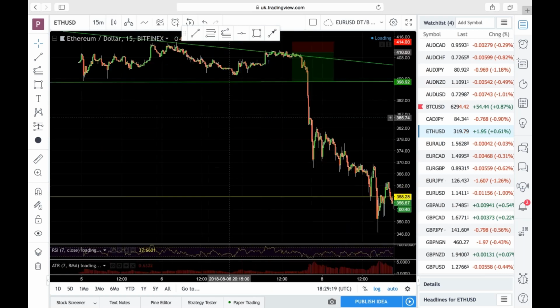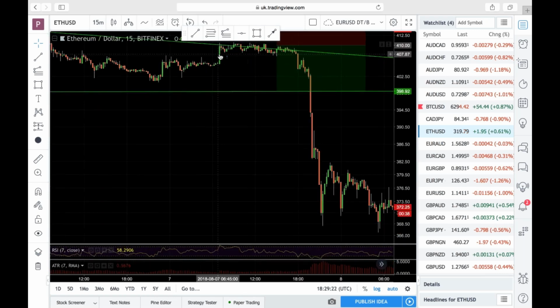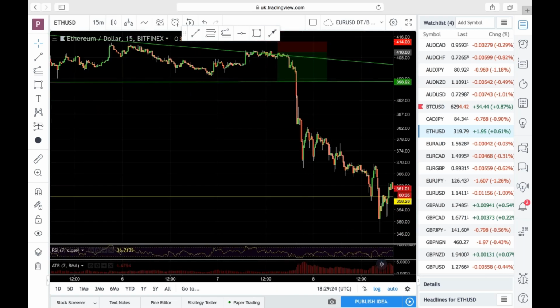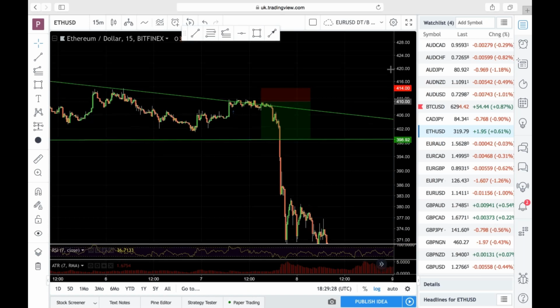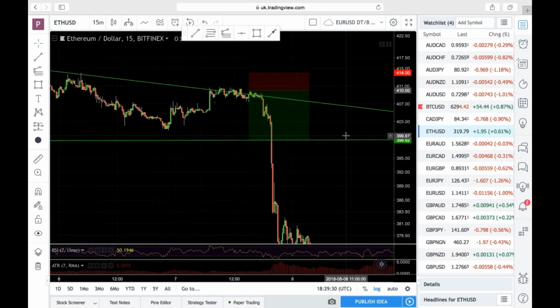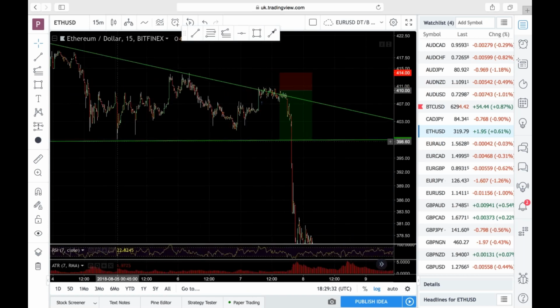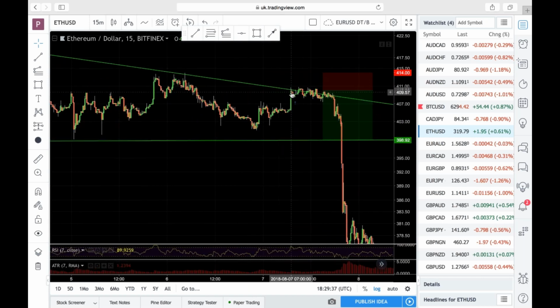Oh, come on. Here we go. Okay, so we had a retest, we had a bounce off here, then we came back up to retest this trend line.